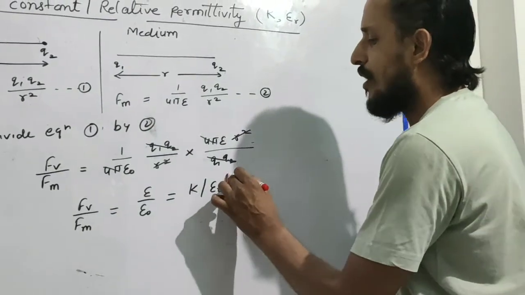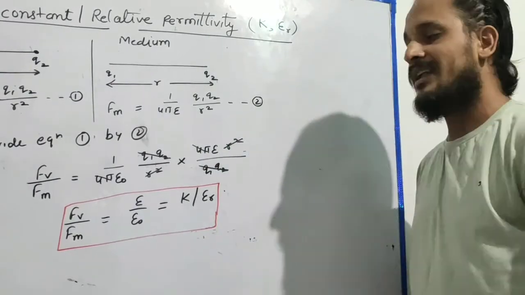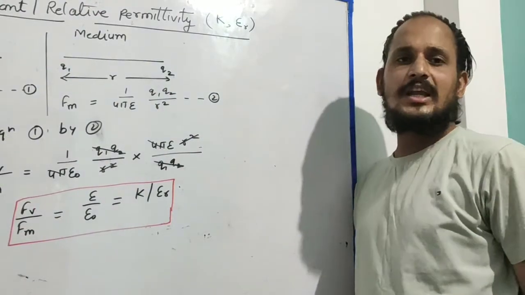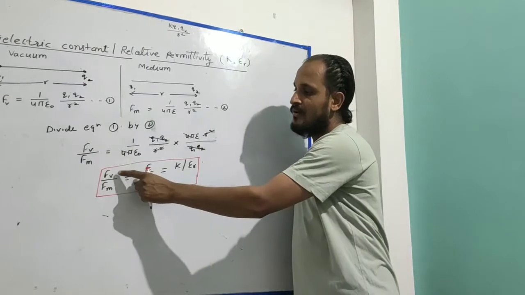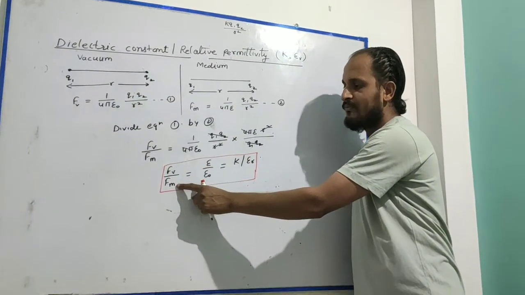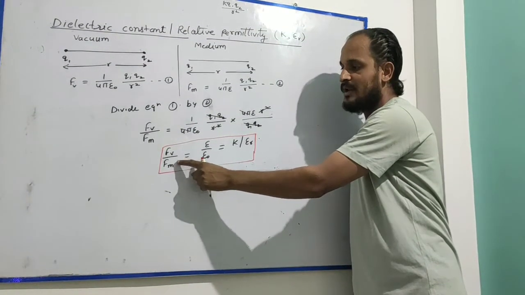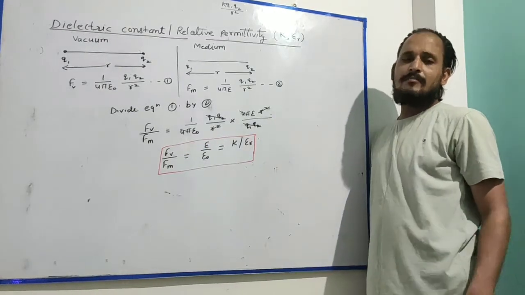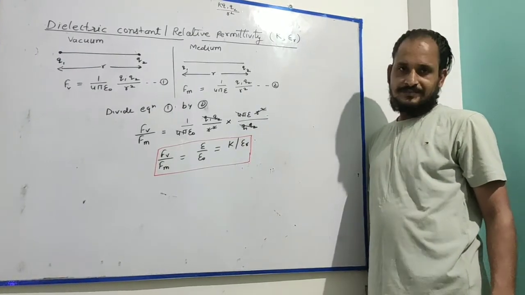In the beginning of the topic, I told you that we will discuss the definition at last. So now we will define dielectric constant or relative permittivity. It is, we can say, the ratio of force acting between two charges in vacuum to the force acting between two charges in medium, when both are kept at the same distance apart and having the same magnitude in vacuum as well as in medium.